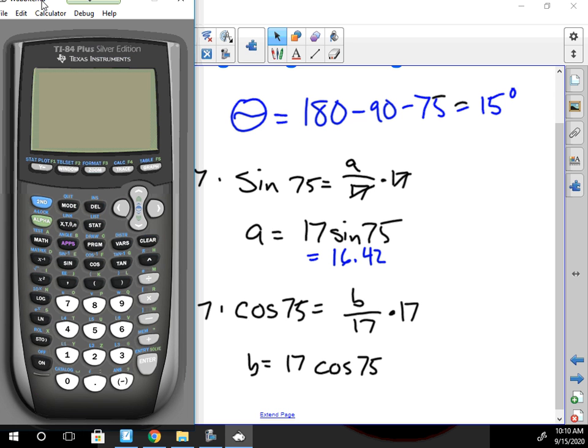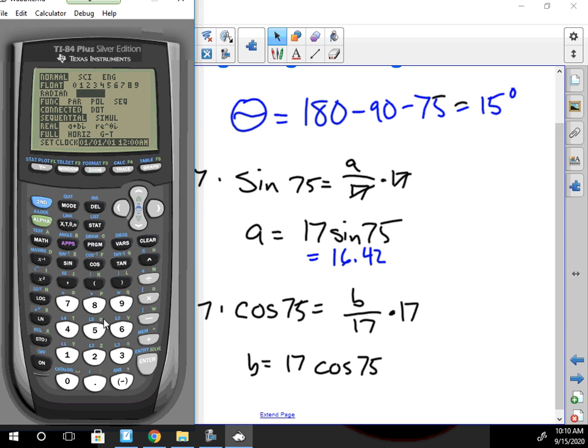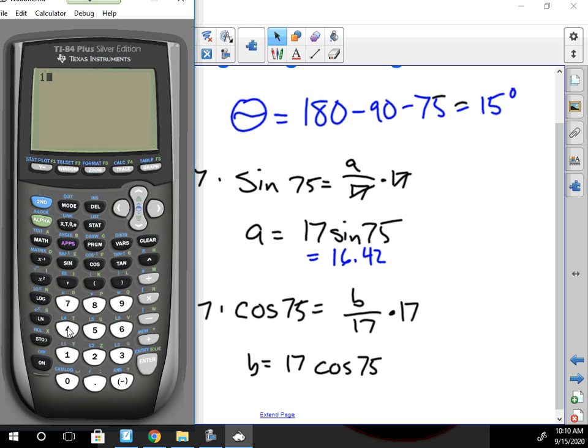Because I messed up on my calculator, I'm going to have to put that back in degree mode. Now I do 17 cosine 75. That gives me approximately 4.4.